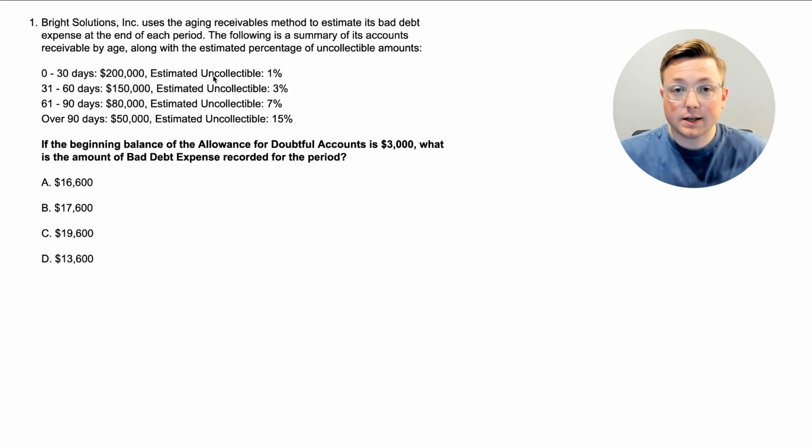So with this information, and again, remembering the last part here, where the beginning of the allowance for doubtful accounts is $3,000, we have to figure out the bad debt expense. Now, if you have no idea how to do this, that's okay. That's the point of diving into the questions: you're not going to know how to do it most of the time, but you're going to learn how to do it from the question. If you know how to do this, that's great. Pause the video and do it. If not, let's go ahead and dive into it to see how this works.